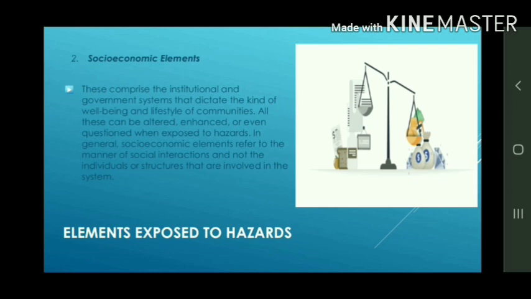Next, we have socio-economic elements. These comprise the institutional and government systems that dictate the kind of well-being and lifestyle of communities. All of this can be altered, enhanced, or even questioned when exposed to hazards. In general, socio-economic elements refer to the manner of social interaction and not the individuals or structures that are involved in the system.